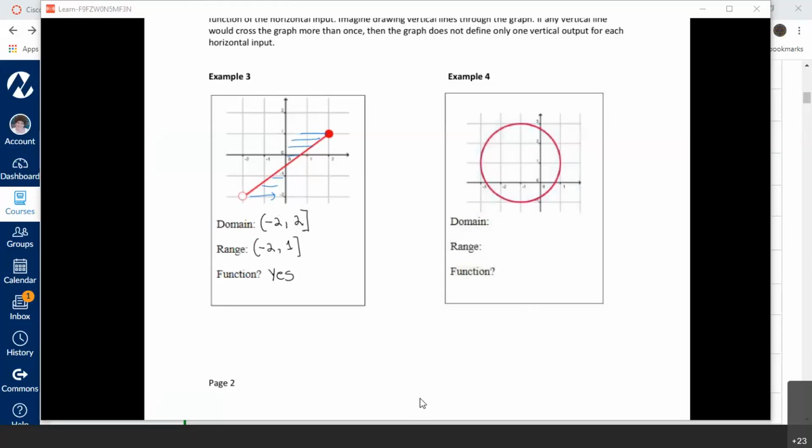Okay, so let me ask you questions. All right. You can ask questions about the idea of domain and range, or you can ask questions about interval notation. Any of this not making sense? Okay.